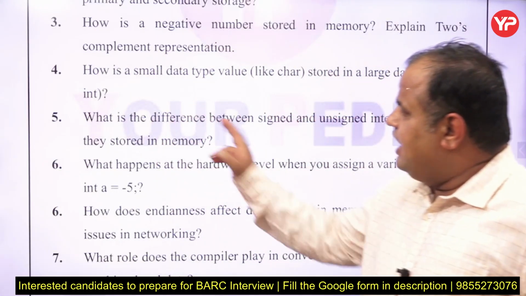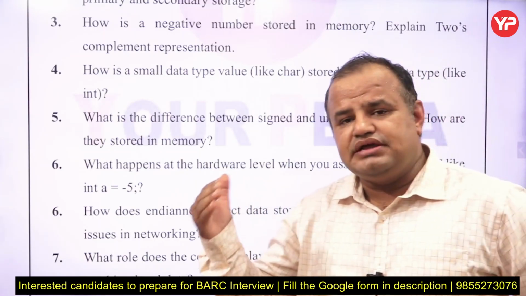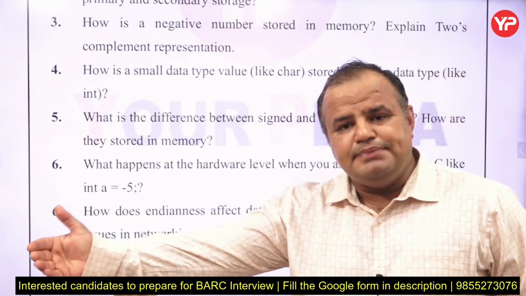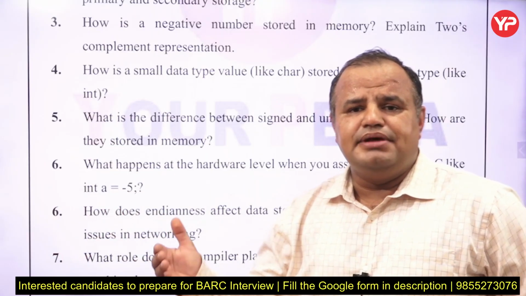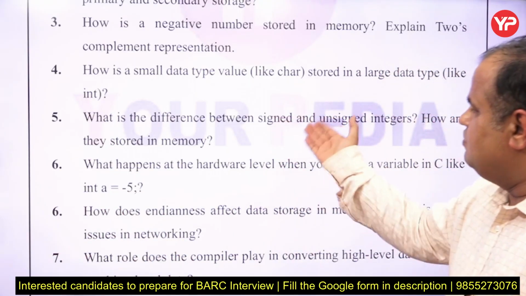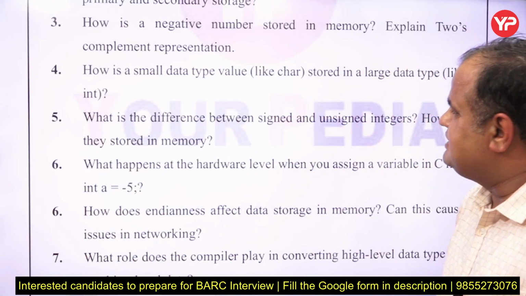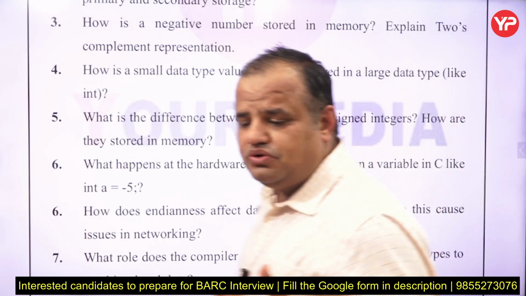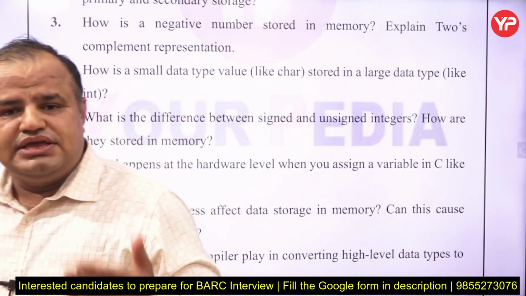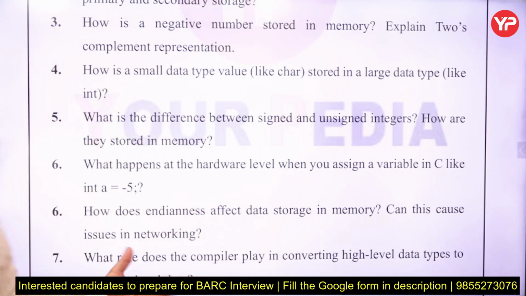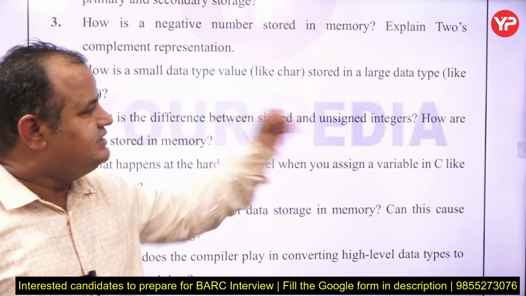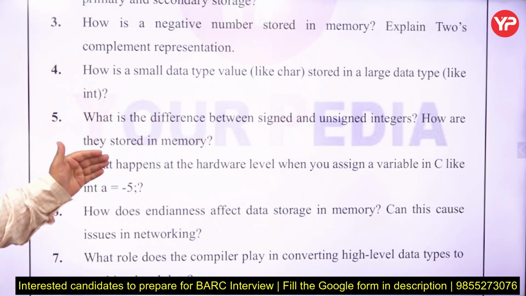So again they ask you how. Suppose you are going to store data of type int, float, char, double and so on, then how are you going to store a small data type into a large data type, meaning how can you store a short or a char into an int? What is the actual method which we implement in our systems? Then what is the difference between signed and unsigned numbers and how are they stored in memory?